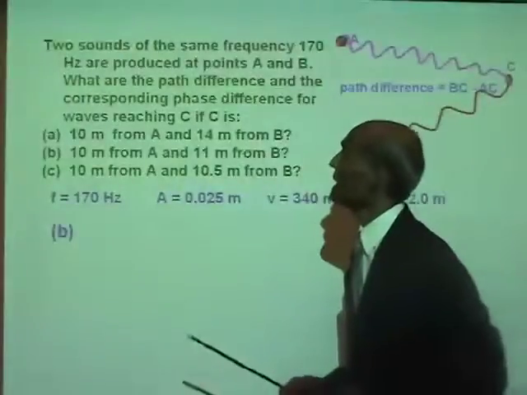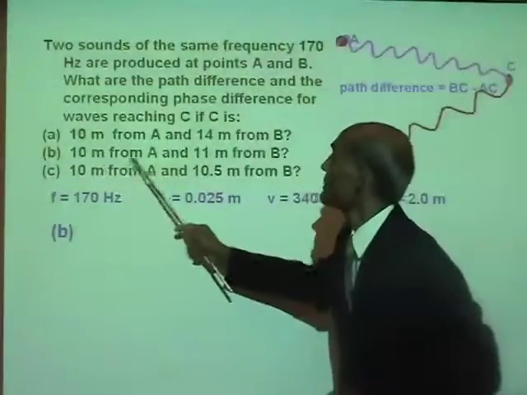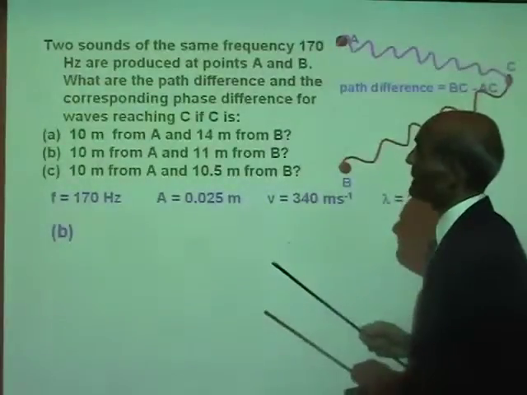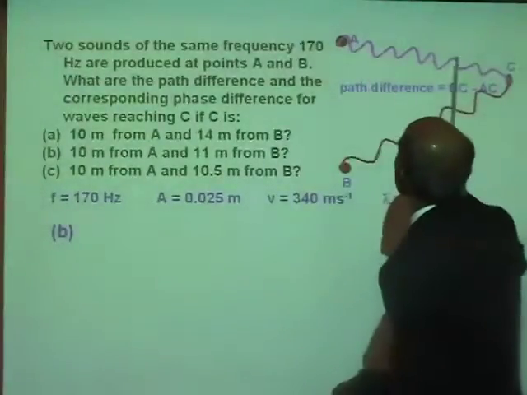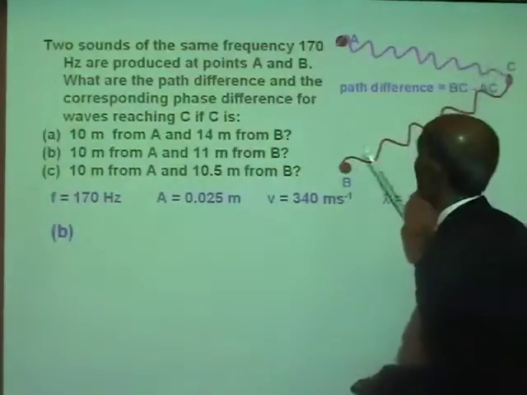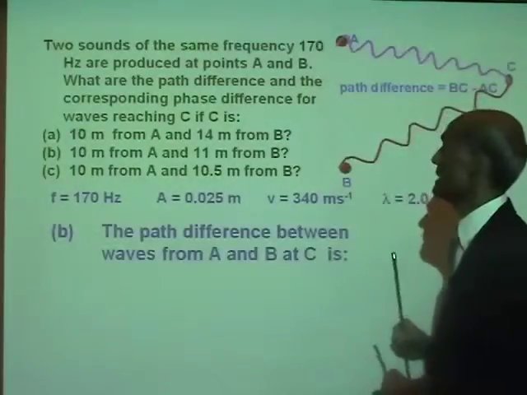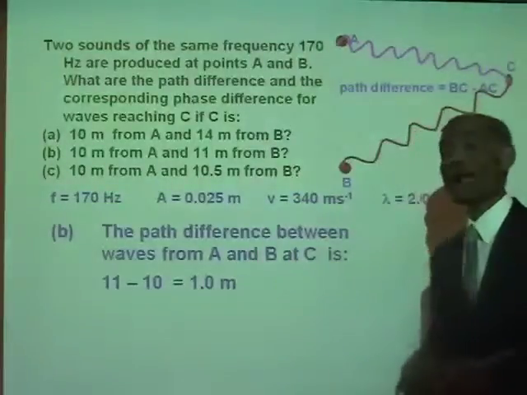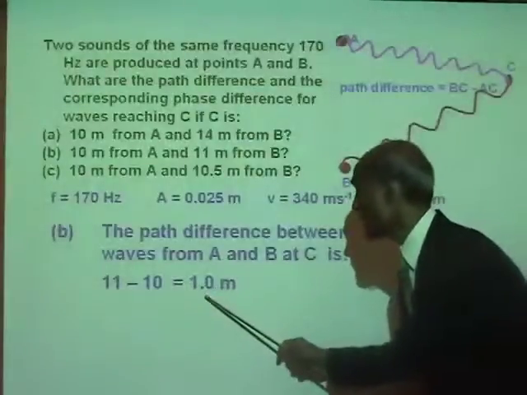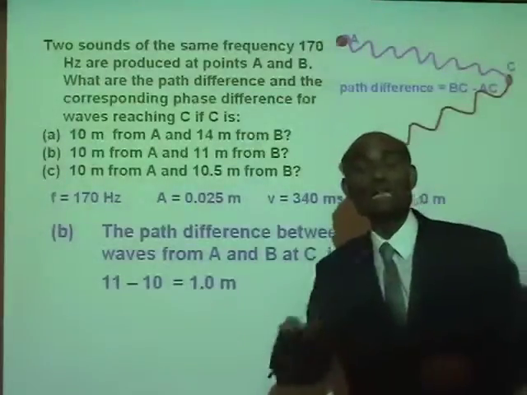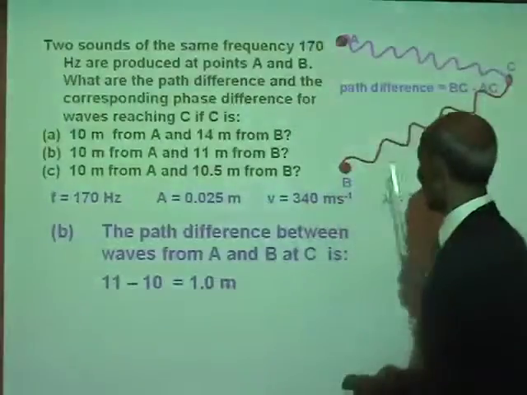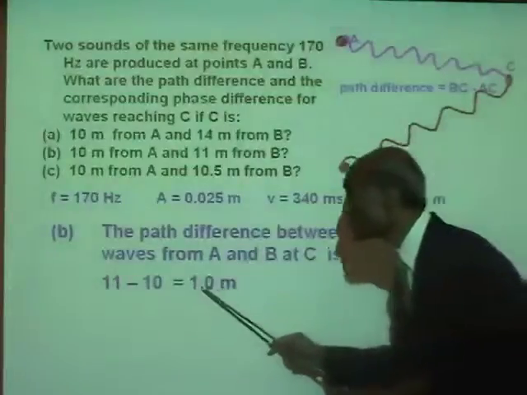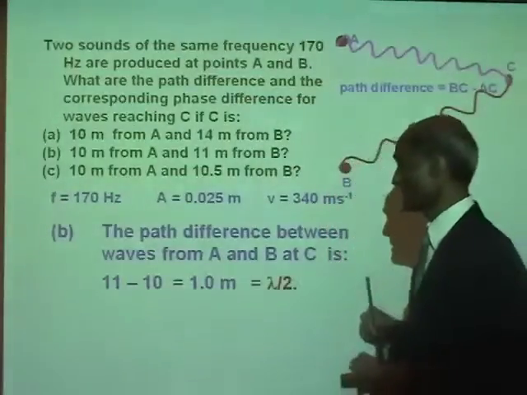Alright, let's do B. 10 meters from A and 11 meters from B. Alright, tell me, what is the path difference between those two waves? 10 meters from A and 11 meters from B. The path difference is 11 minus 10, which is 1 meter. Well, a path difference of 1 meter is how many wavelengths? Our wavelength we calculated is lambda equal to 2 meters. So this is half of a wavelength.